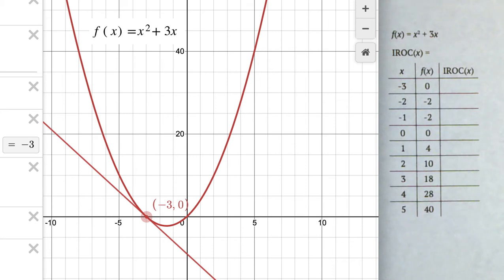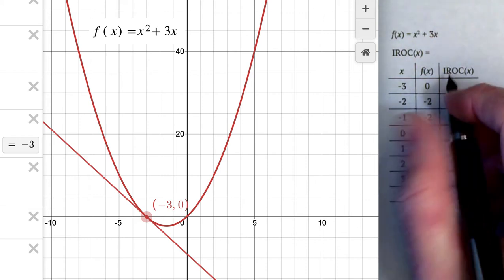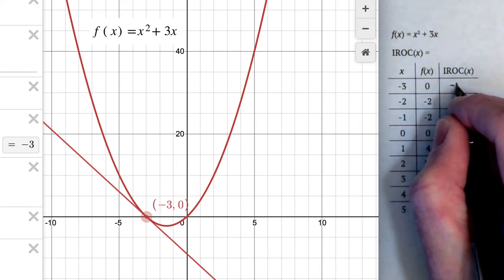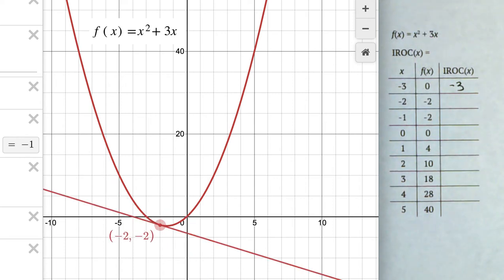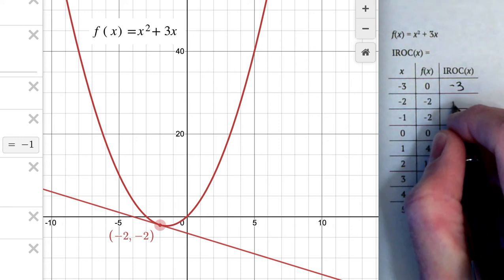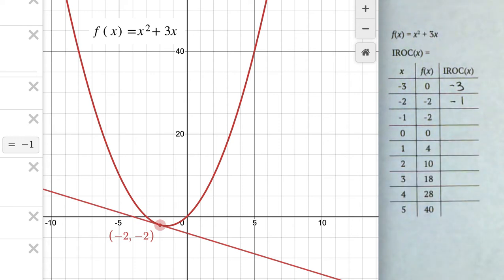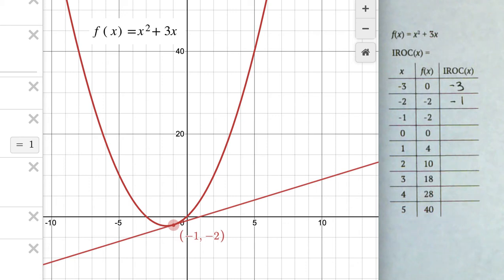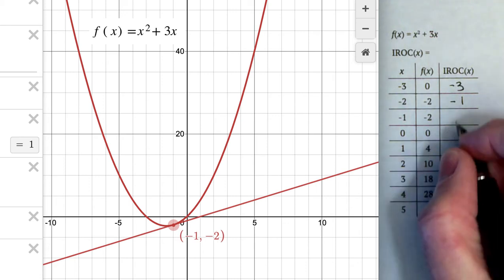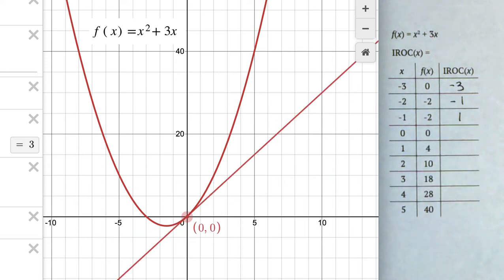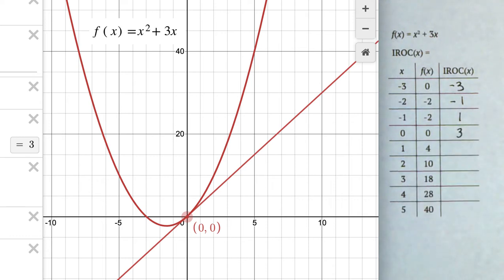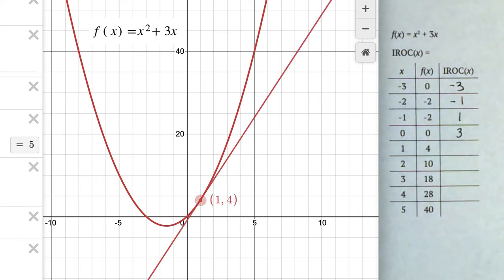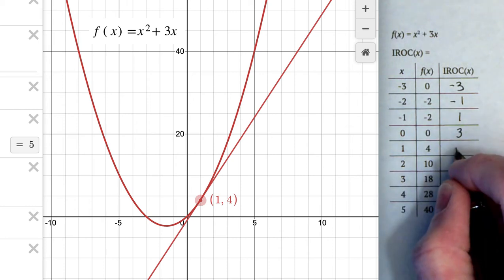At the point (-3, 0), the instantaneous rate of change for that x, also known as the slope of the tangent line, is -3. We'll click through some of these, and we'll take integers because they're convenient. At the point (-2, -2), the slope of the tangent line, as you'll see off to the left, is -1. At the point (-1, -2), the slope is 1. At the point (0, 0), the slope is 3, and there seems to be some regularity emerging, but let's continue. At the point (1, 4), the slope of the tangent line is 5.